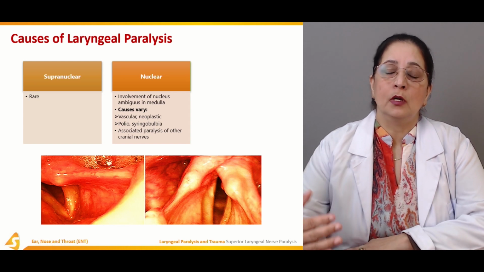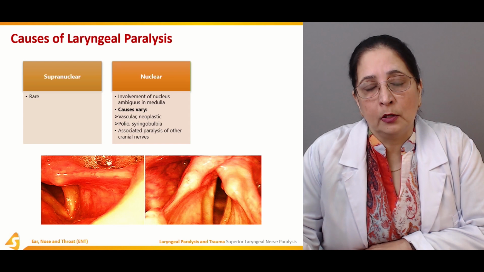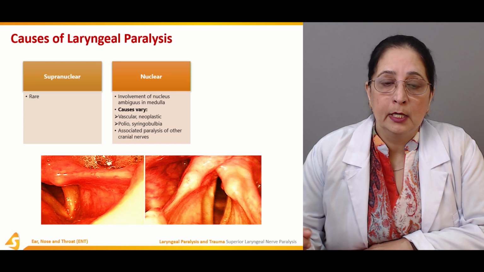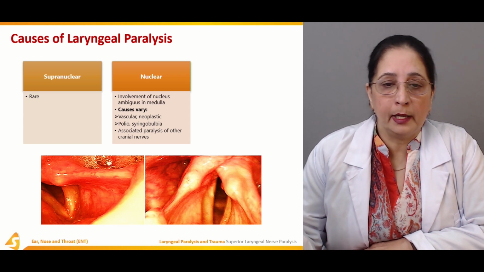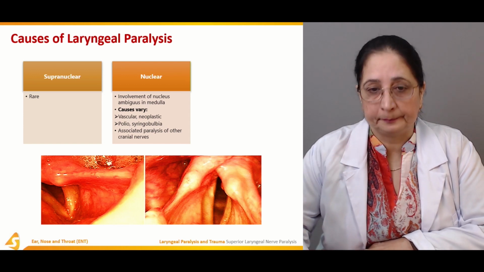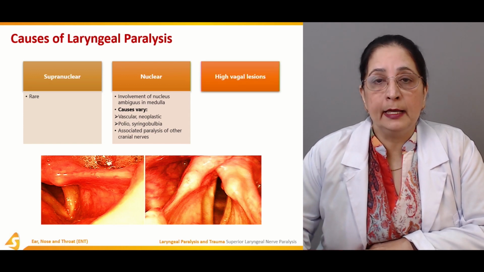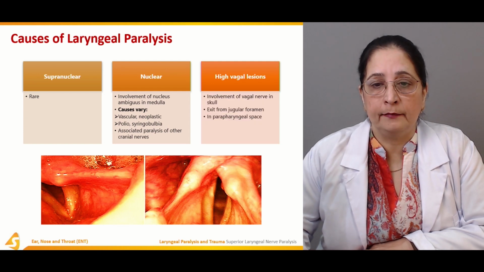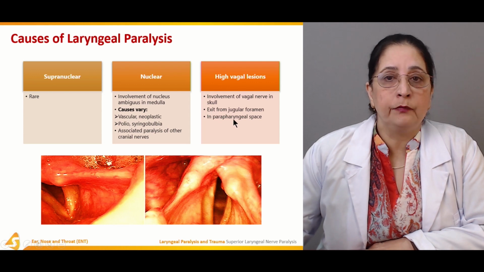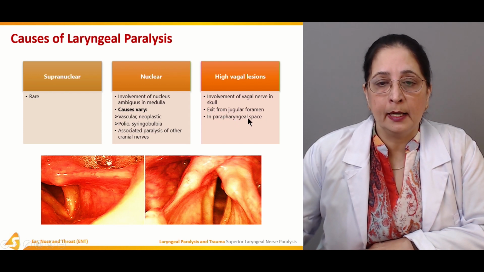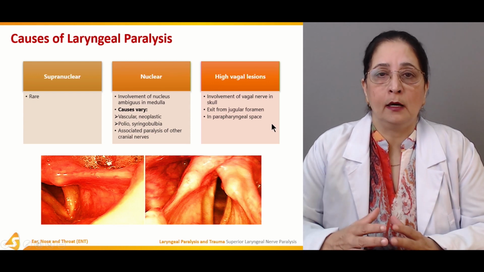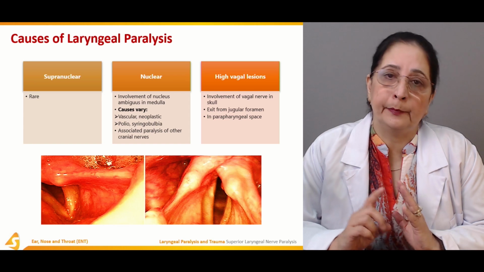So the nuclear causes can be because of vascular causes, neoplastic, polio, syringobulbia, and associated paralysis of other cranial nerves. High vagal lesions involve the vagal nerve in the skull, at its exit from the jugular foramen and in the parapharyngeal space. So these are the causes of laryngeal paralysis.